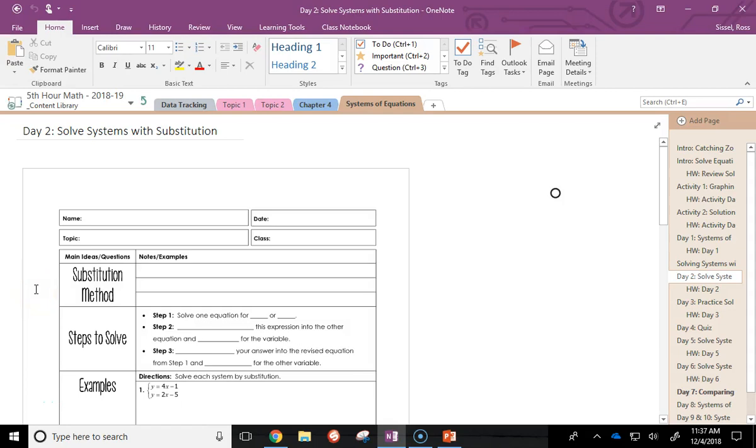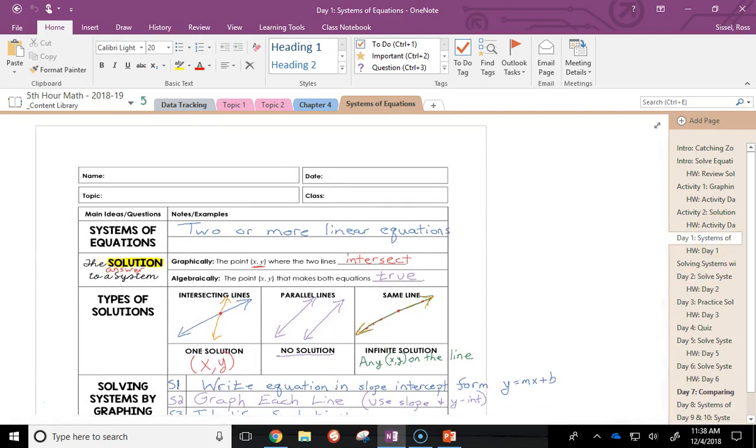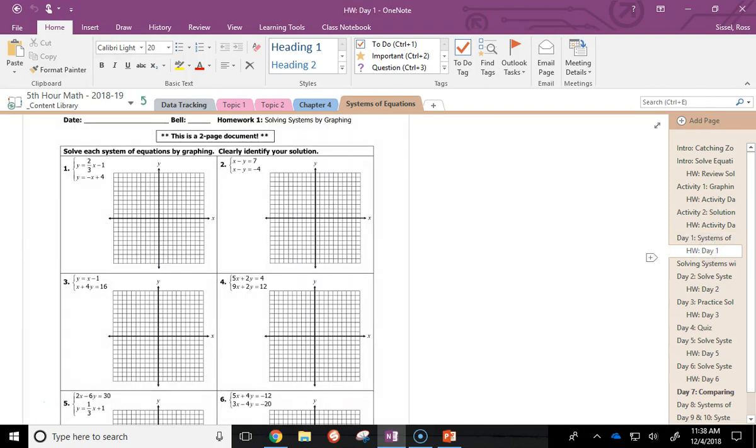Alright, so today we are on day 2 and we are solving systems with substitution. Okay, quick review from yesterday. We talked about systems of equations. A system of equations is when we have two or more linear lines put together and we're trying to find what solution for y and x, or x and y, would make both statements true. Yesterday, we graphed. That's all you did for your homework, was graph all these lines.